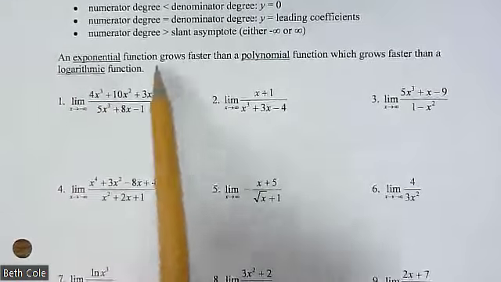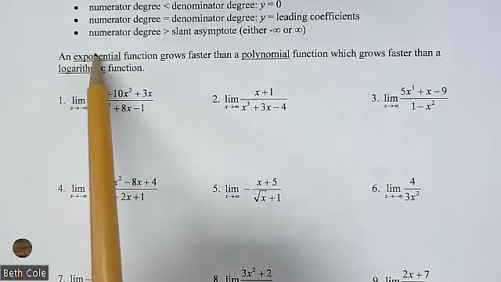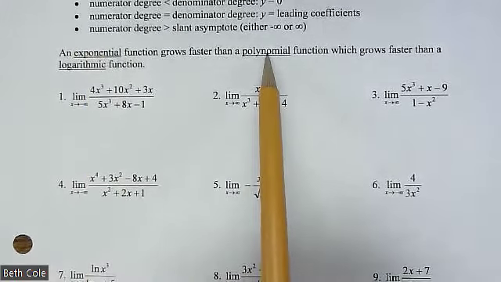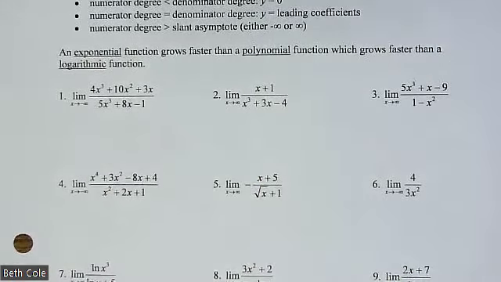Now, sometimes you have other types of functions in there. So if it's who's in charge here, an exponential grows faster than a polynomial, which grows faster than a logarithmic. So if you're not sure who's in charge, that's the order it goes in. This is only for positive and negative infinity. If you're approaching a number, this doesn't work, right?